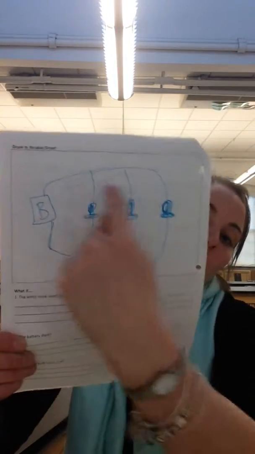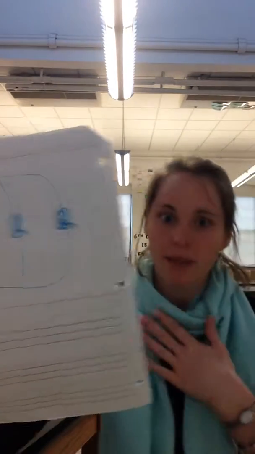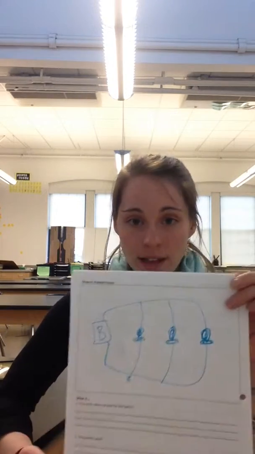Awesome. So yours should look something like this, where it has a battery, multiple paths, and multiple, excuse me, sorry, resistors. Make sure yours looks like this. And we're going to play what if. This time I want you to do it on your own. By yourself, answer these 3 questions.